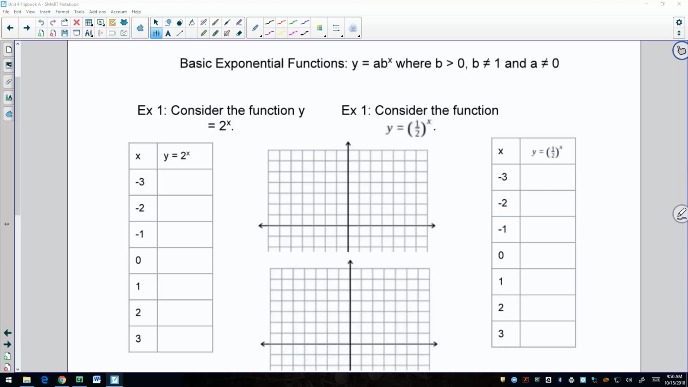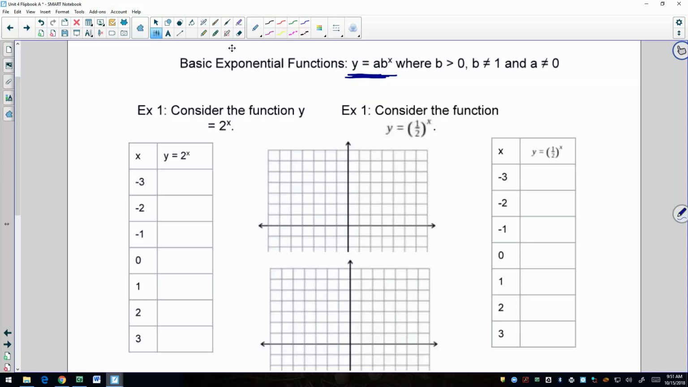Today's video is on lessons 4.3 and 4.4. Today we will begin discussing exponential functions. You need to know that this is the general form of an equation of an exponential function.